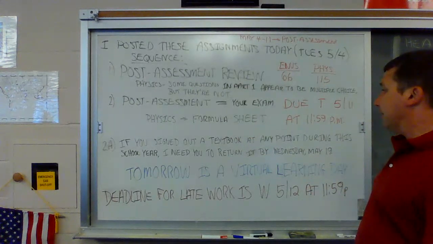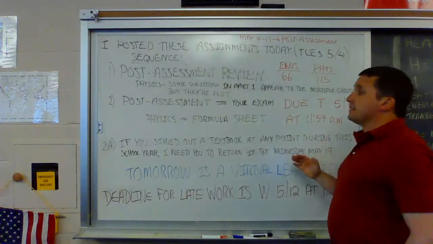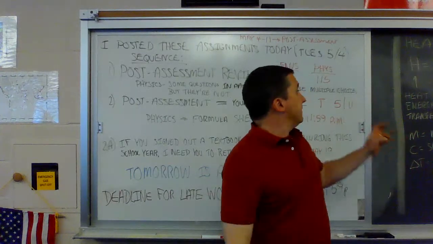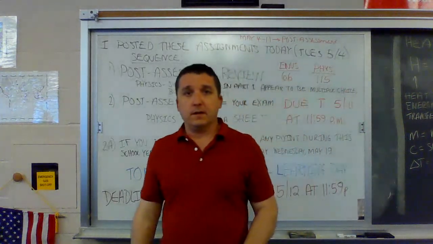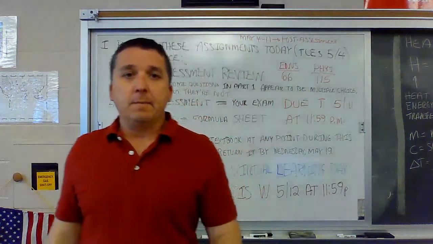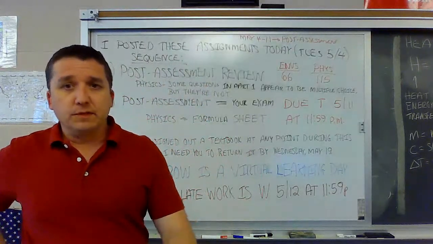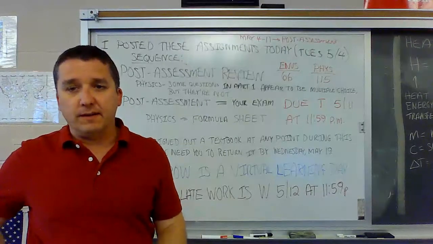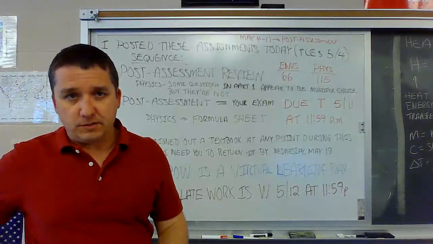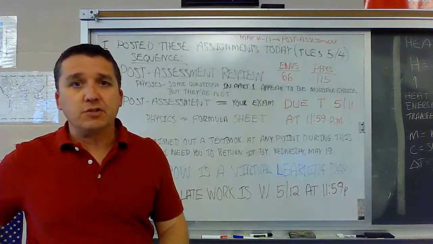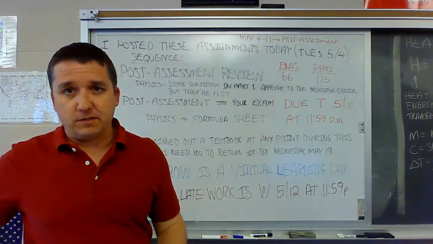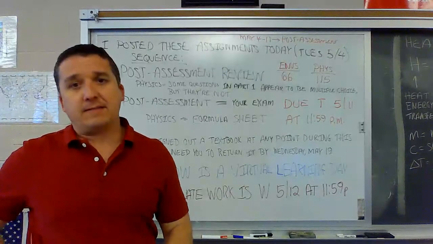Now, the post-assessment review itself, for environmental science, is worth 66 points. For physics, it's worth 115 points. This is a major assignment. If you leave some questions blank, your score is going to be reduced accordingly based on the point values of the questions. Some of you have a real issue, for whatever reason, with answering short answer questions. You've got to work past that, okay?